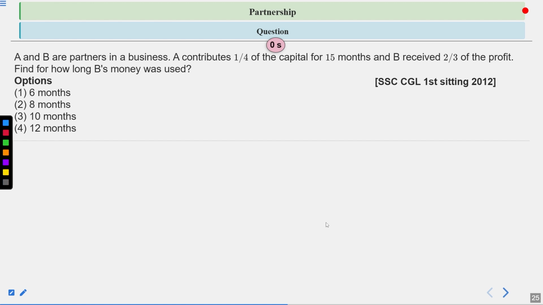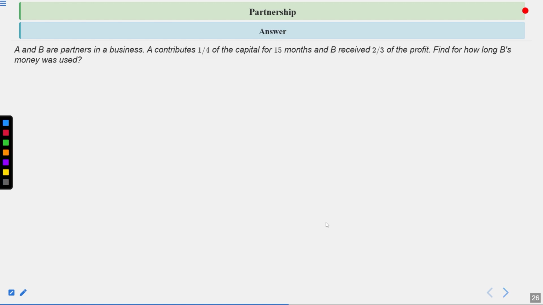Now time's up. Let's see the solution of this question. The question says that A and B are partners in a business. A contributed 1/4 of the capital for 15 months and B received 2/3 of the profit. It means B invested the rest of the capital. If A invested 1/4, it means 3/4 investment was done by B, and B received 2/3 of the profit.